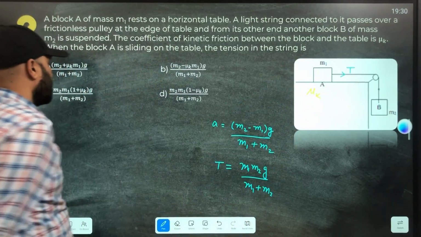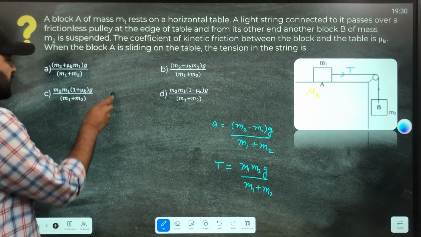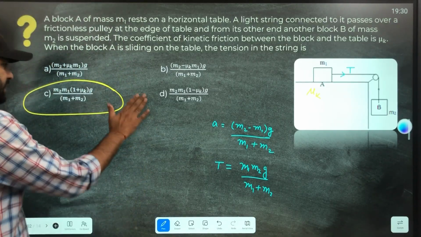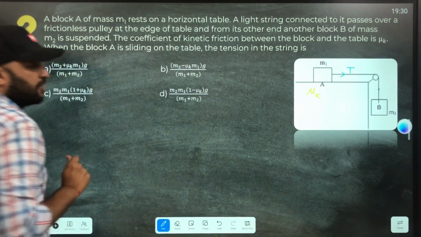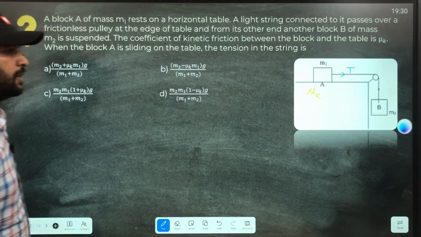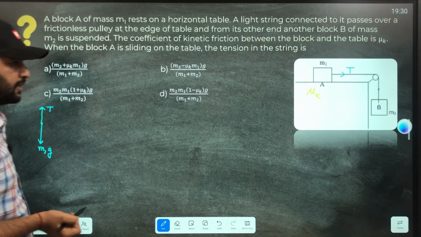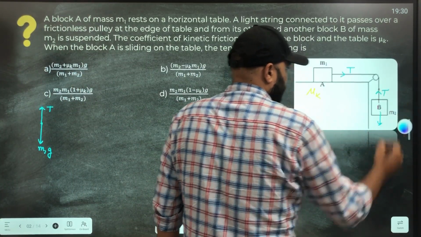And since here the block m1 has some kinetic friction, because of that the relation will take the role of this one. It will look like this. We will prove it. So let's see how we get this particular expression. Focus on this. We'll make use of the same concept. First of all, let's start with block B. So for block B, weight is acting downward, m2g, and tension is acting upward, T, correct?